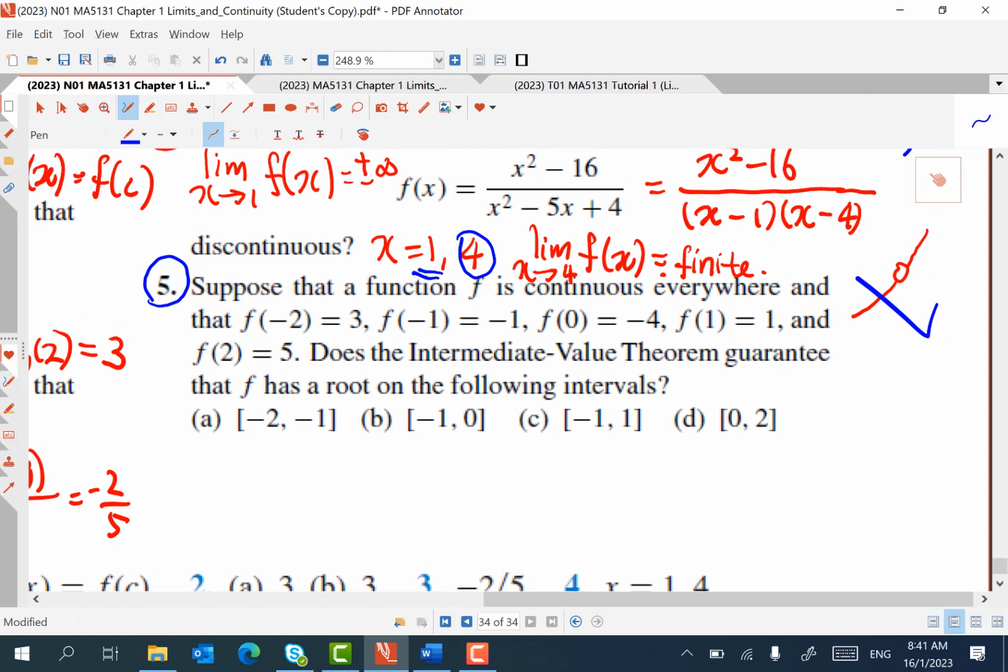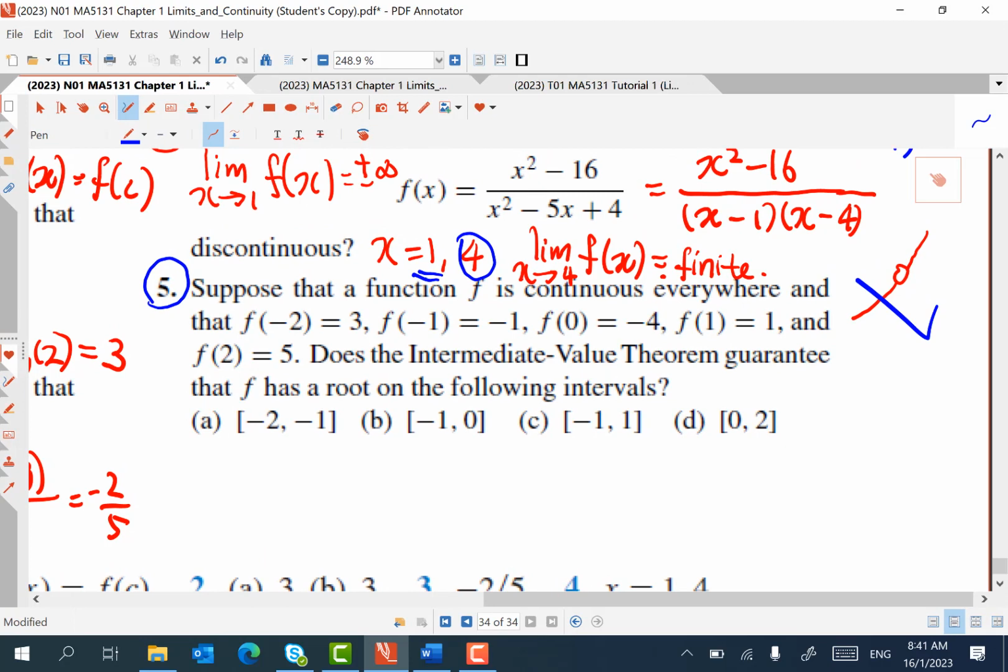Okay. For number 5, the limit is finite, so it's discontinuous. It's a removable discontinuity, when there's a limit. But it's a limit like that.